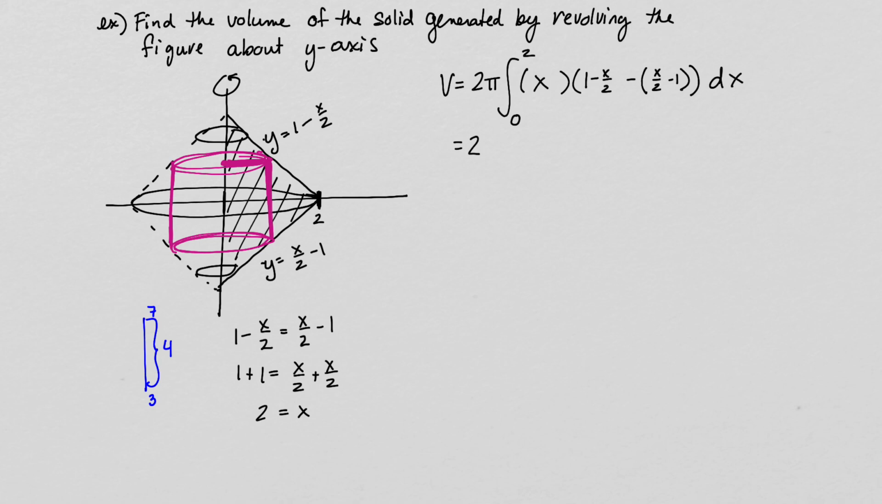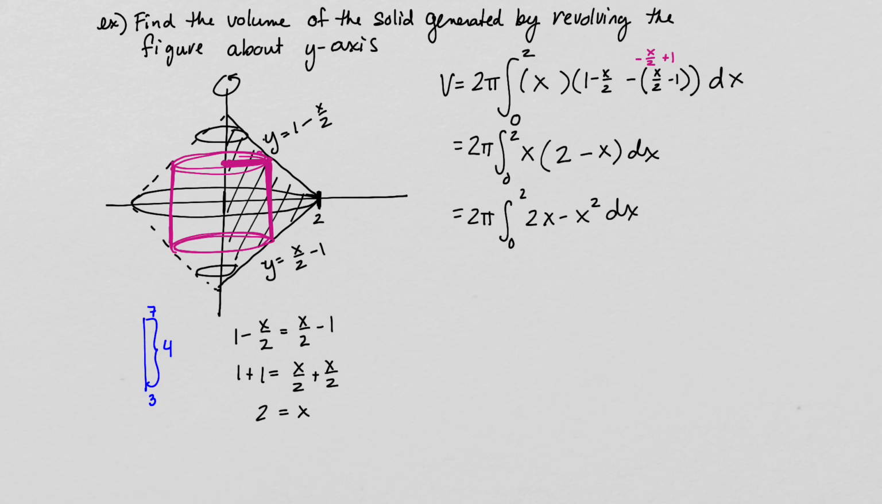And so if I clean up that inside part a little bit, I have 2 pi, the integral from 0 to 2 of x times, inside here I have a minus x over 2 and then a plus 1, so we're going to end up with 2 minus x, dx. Or 2 pi times the integral from 0 to 2 of 2x minus x squared dx. So 2 pi times 2x squared over 2 minus x cubed over 3, evaluated from 0 to 2.